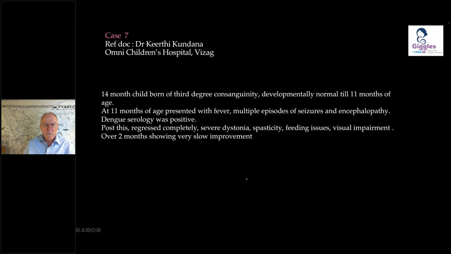So this is a 14-month-old child born of third-degree consanguinity. Was developmentally normal until the age of 11 months. At 11 months, presented with fever, had multiple episodes of seizures and encephalopathy. Dengue serology was positive. Post this, the child has regressed completely, also presenting with severe dystonia, spasticity, feeding issues, and visual impairment. Over the last 2 months, the child is slowly showing improvement. I'm not sure what the medications are over the last 2 months, but we'll go ahead with the imaging.